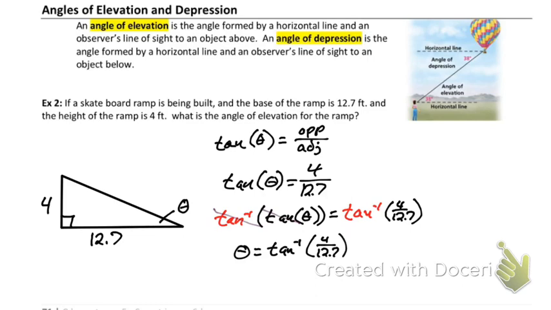That is definitely not on my unit circle, so we're going to go ahead and plug that in our calculator. And you should come out with about, it doesn't ask for a specific rounding point, so we're just going to use about 17.5 degrees.